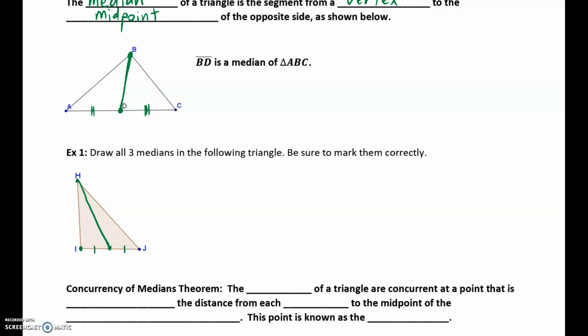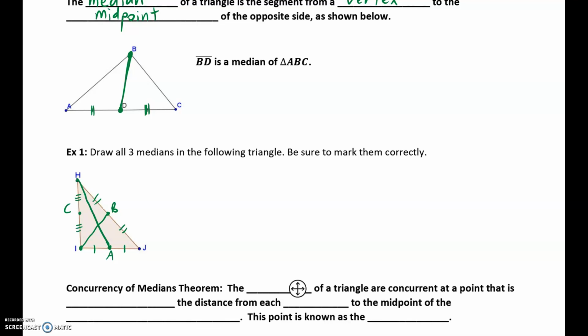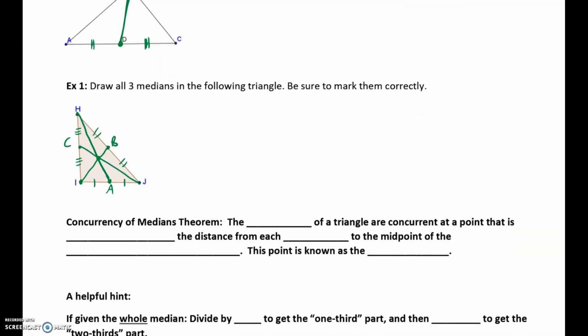Let's draw now one from I. And you could actually label these points. We could call that A if you wanted, and we could call this one B. But anyway, this is the midpoint over here. I intersect them like that. And then I'm going to draw one from J all the way to the midpoint C over here. And you notice when I draw it, they all intersected at some point there in the middle. This is what is known as the concurrency of medians theorem. Basically, it's fancy talk for the medians all meet at one point.